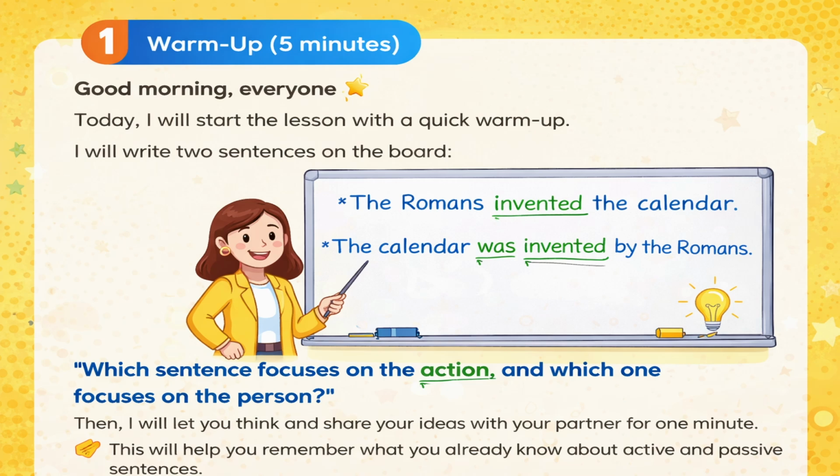Good morning, everyone. Today, I will start the lesson with a quick warm-up. I will write 2 sentences on the board. The Romans invented the calendar. The calendar was invented by the Romans. I will ask you, which sentence focuses on the action, and which one focuses on the person? Then, I will let you think and share your ideas with your partner for 1 minute. This will help you remember what you already know about active and passive sentences.